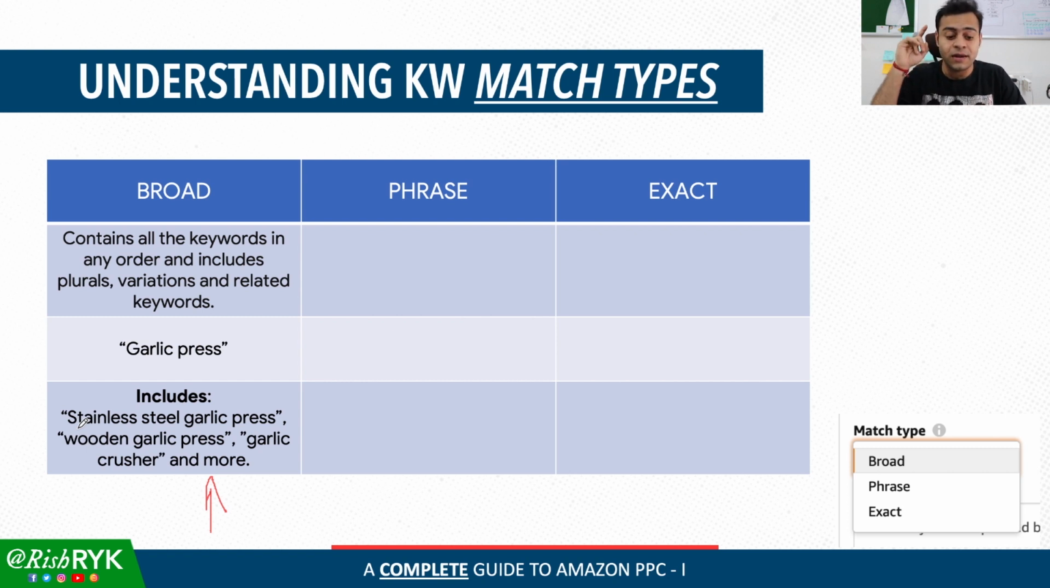When a customer searches for garlic crusher, your ad can still show up, because the intelligent system behind Amazon would know that garlic crusher basically means something like garlic press, and therefore they are related, and therefore I think I should show the ad to the customer, right?